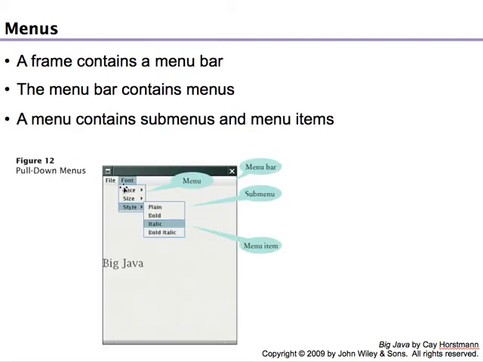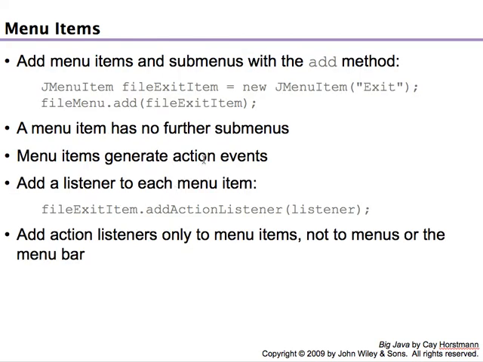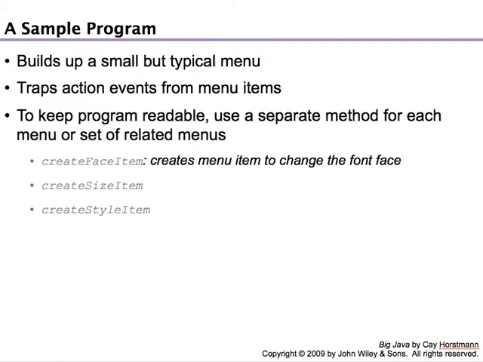So when you say, okay, I create a menu, if you click on a menu, it will display the menu items. If one of the items is another menu, then it will display that other menu. And when you click on a menu item, the menu item generates an action event. So if you create a listener of that action event, then you can register that to the menu item. So here, the file exit item will register in it an action listener.